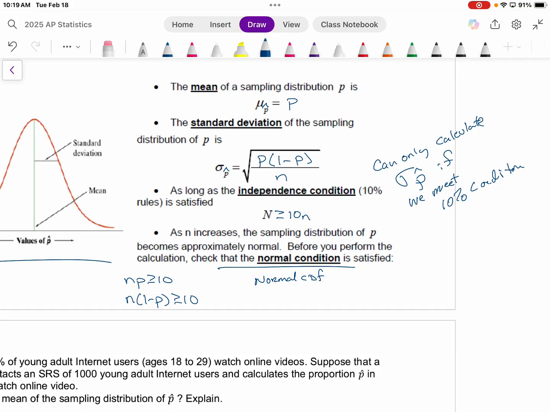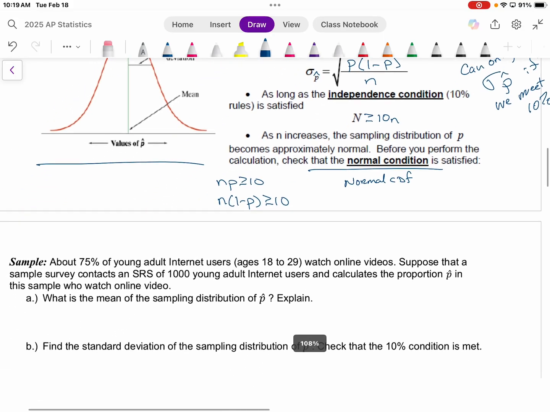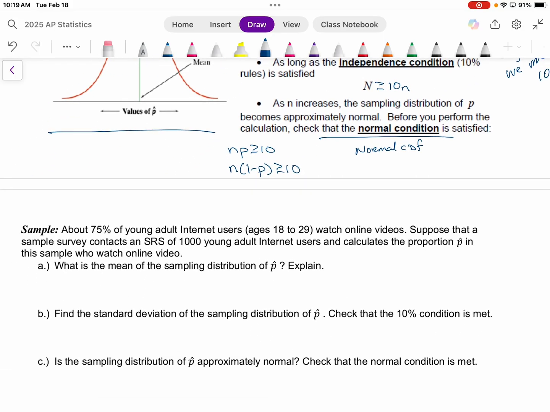And so that's what we get to do on this next page, as we finish up this little lesson, is run through those. And I get to introduce another thing in this lesson: what happens when we have two proportions, comparing two populations. But we'll do this one first here.